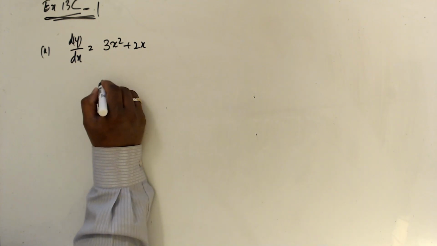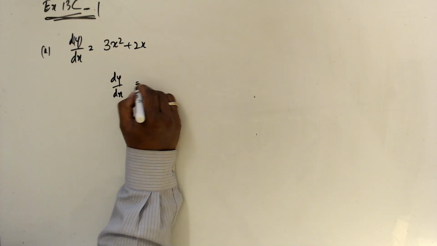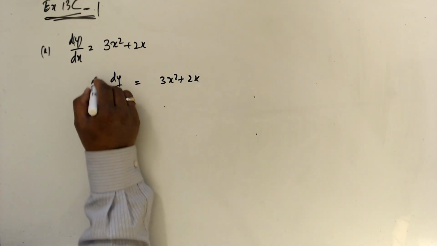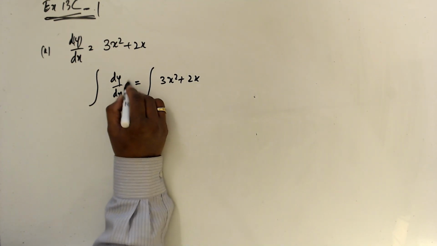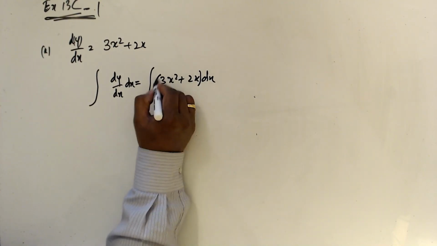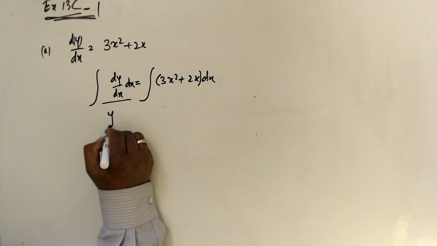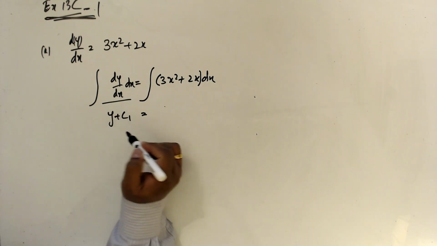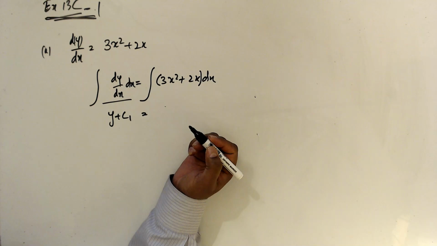I will rewrite this one. dy over dx equals 3x squared plus 2x. Then I have to integrate both sides, with dx on both sides. So when you integrate, this will become y plus c1. That's a constant. I put c1 here.